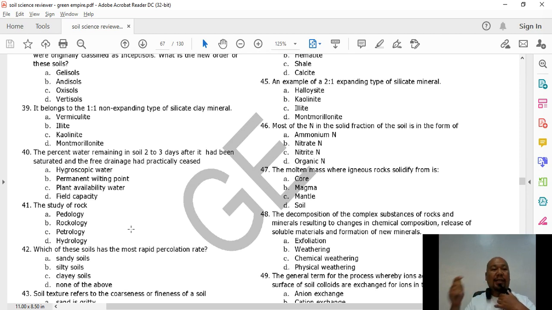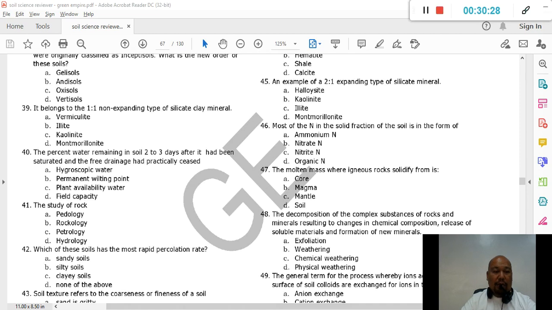Engineers' point of view is basically pedology only. Rockology, maybe that is for rock music. Petrology is the study of rocks, letter C. Hydrology, on the other hand, is the study of water. Okay? So it is clear what the wrong answers are, and now we have seen the correct, most appropriate answer.